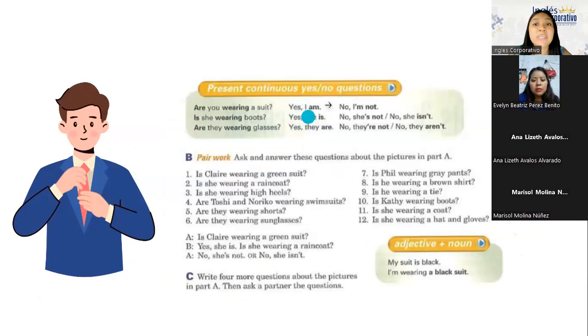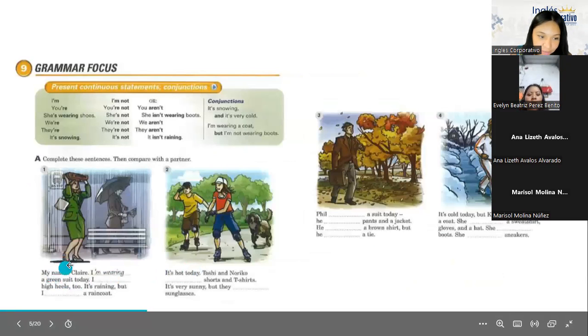Yes, usted me tiene que responder sí o no, dependiendo del sujeto. Is Claire wearing a green suit? Yes, she is. Is she wearing a raincoat? No, she is not. Is she wearing high heels? Remember, recuérdese de la imagen. Is Claire wearing high heels?